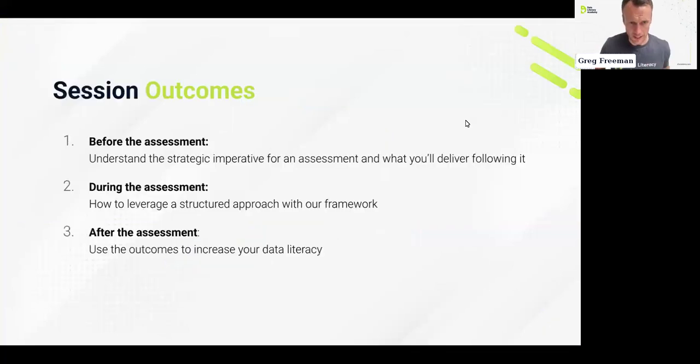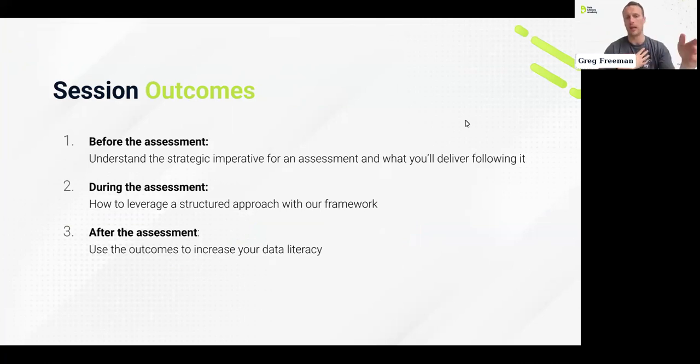So, session outcomes from today. We firstly want to help people understand things to think about before the assessment. So, understanding the strategic imperative for an assessment and having a plan for what you'll deliver following it, which is a really important element of what you need to do in order to be successful with, I suppose, extracting the value from doing an assessment phase.